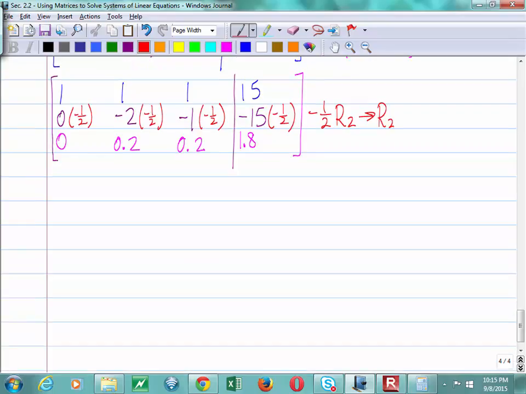So now that's going to be 0, 1, 1/2, and 15 over 2. Alright, and I'll just bring down the other rows.